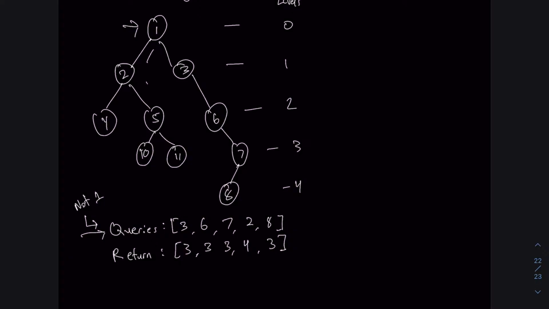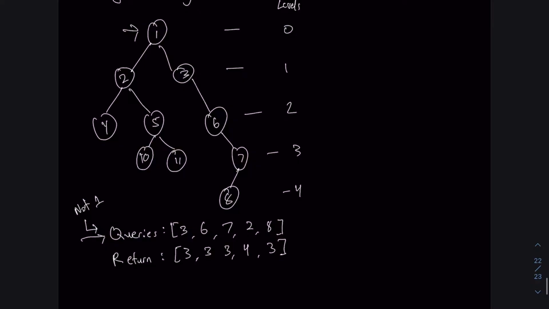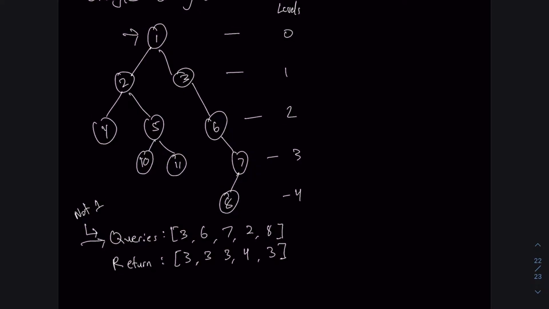So it's 1, 2, 3, right? 3 edges. So that's a height of 3. And then same thing for 6. If you remove 6, so you remove this section, then we also end up with a height of 3. And so basically, we have a bunch of values to query, and we store all of the answers in their respective indices.